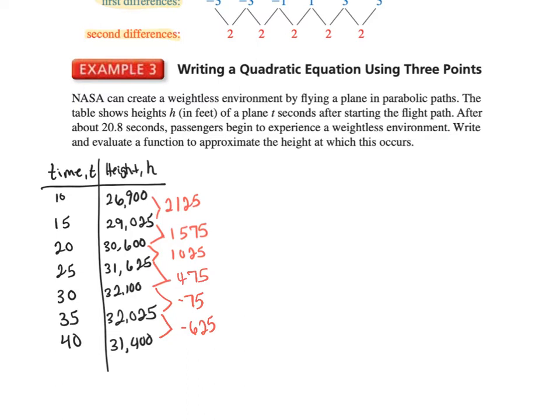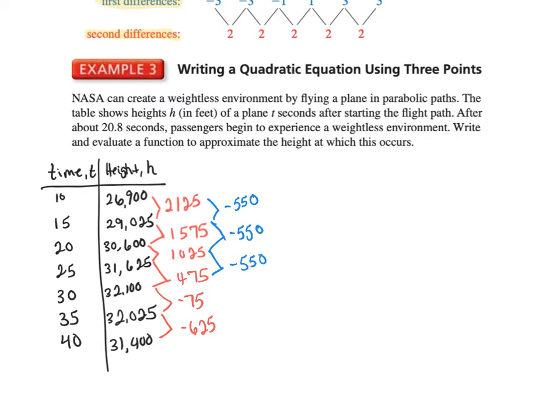If this was the same, we would know this is linear. So let's do this again with the second differences. We take 1,575 and subtract 2,125, and we get negative 550. We take 1,025 and subtract 1,575. We get negative 550. We take 475 and subtract 1,025, and we get negative 550.